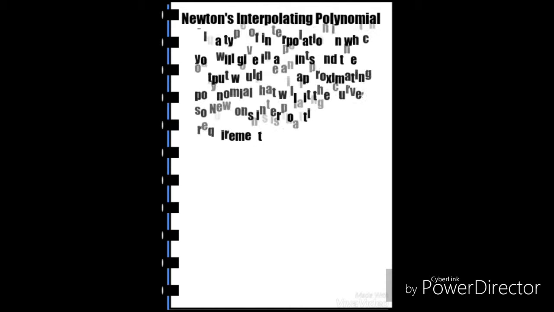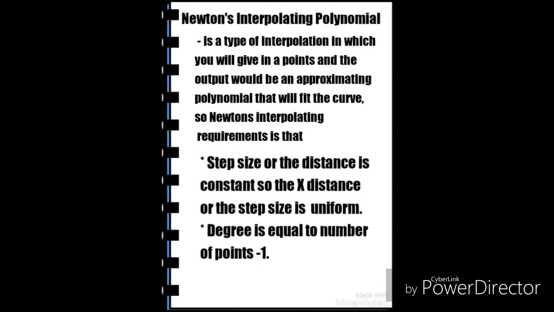Newton's interpolating polynomial is a type of interpolation in which you give in points and the output will be an approximation polynomial that will fit the curve. Newton's interpolating polynomial requires that the step size, or the x distance, is constant, so the step size is uniform. The degree is equal to the number of points minus 1.